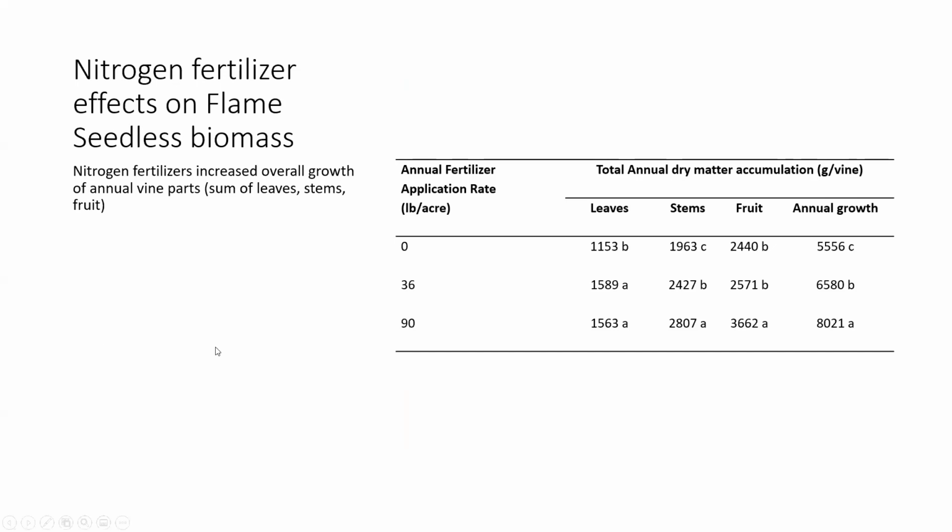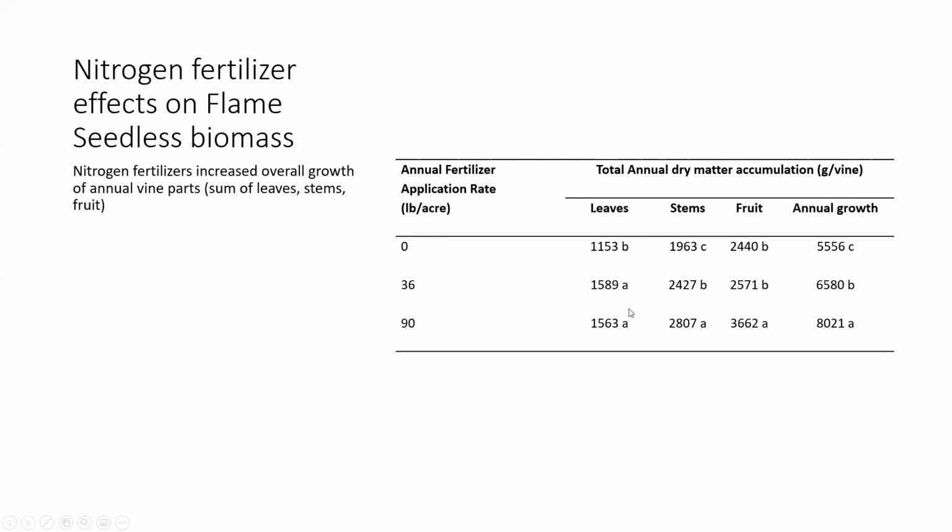So what we did was we applied fertilizer at 3 different rates, either none or about 36 pounds or 90 pounds per acre, the equivalent of that, and looked at how it affected N uptake, biomass, fruit yield, and quality. So first, just looking at the overall growth in this vineyard, as you might imagine, which had low N status, the fertilization did increase dry matter accumulation.